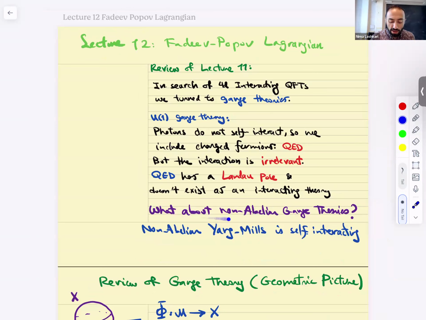All right, what about non-abelian gauge theories? Non-abelian Yang-Mills is self-interacting, so we could study it on its own and try to see if it makes sense as an interacting theory. We could also couple it to matter, to fermions in particular, and we end up with a theory that's called QCD, the simplest way of doing it. For SU(3), it's going to be quantum chromodynamics. This is a theory that's relevant for nature. The simplest group that we're going to consider here is going to be SU(2). That's also a theory of nature, that's the electroweak force.